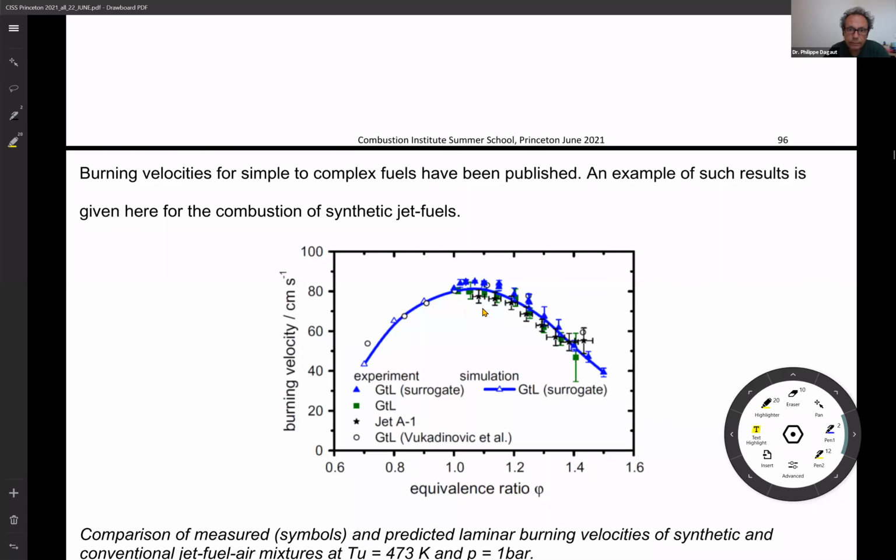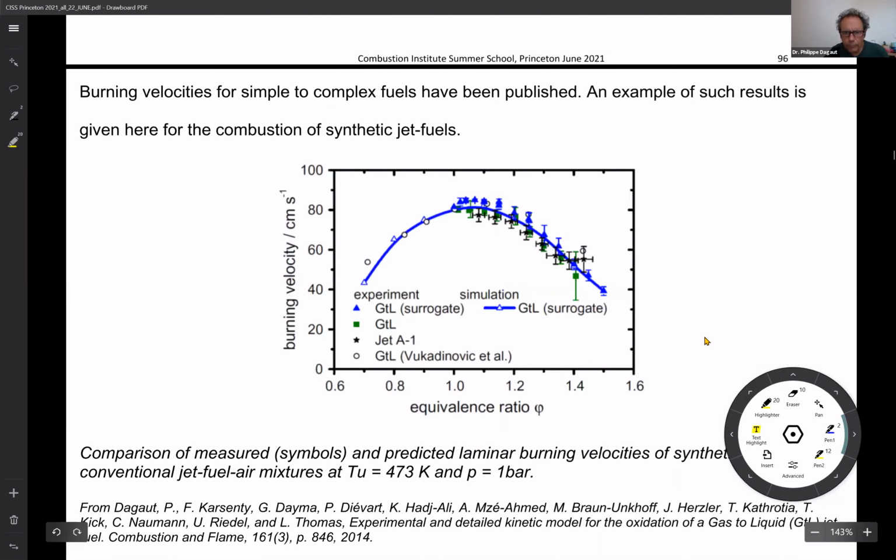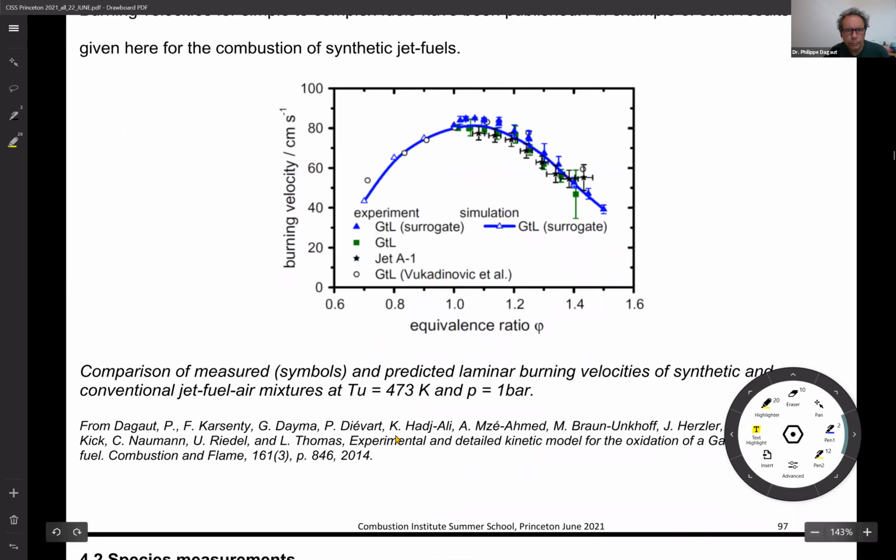And you can see that there is this bell-shaped behavior that is usual for hydrocarbons. These were obtained at atmospheric pressure, initial temperature of 473 Kelvin. And these experiments were simulated using a detailed kinetic reaction mechanism, which fit very well the body of data that are presented on this graph.